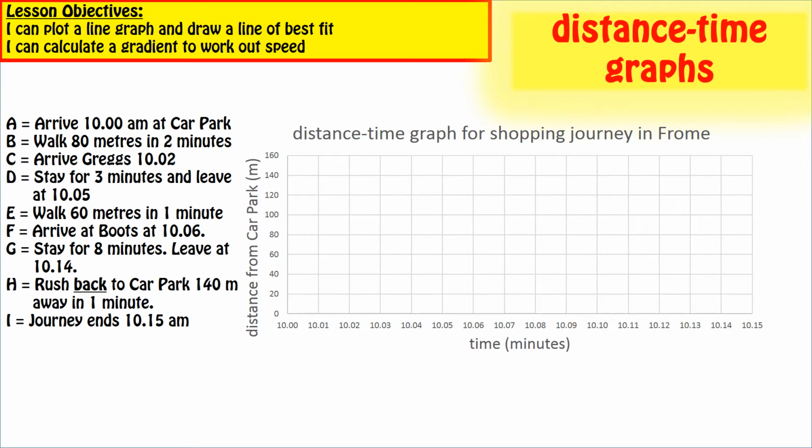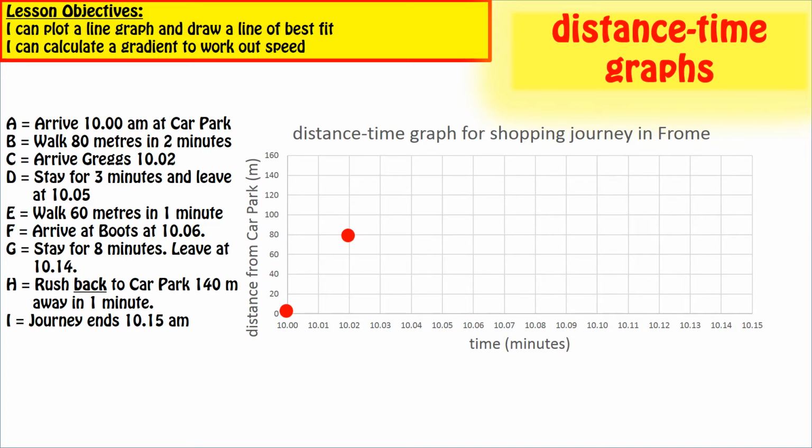On the left side of the graph, I've got A, B, C, D, E, F, G, H and I, and this is what's going on during our journey. So we arrive at 10 o'clock at the car park. So distance from car park is going to be 0 metres, okay, because we are at the car park. We haven't gone anywhere yet. We're still at the car park, and that's at 10 o'clock in the morning. So I put the red dot where it says 10 and then 0 metres from car park.